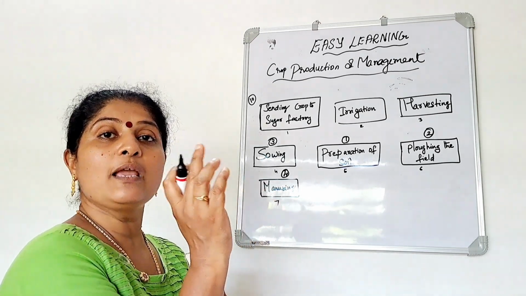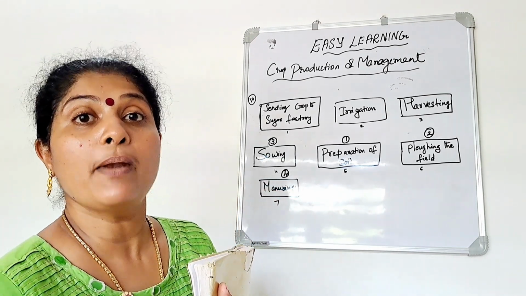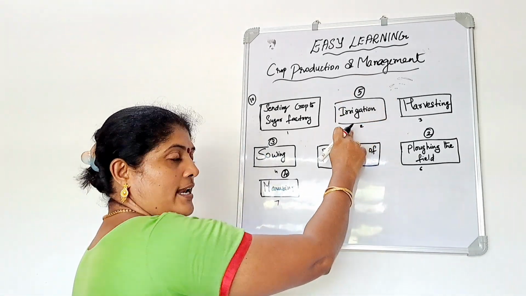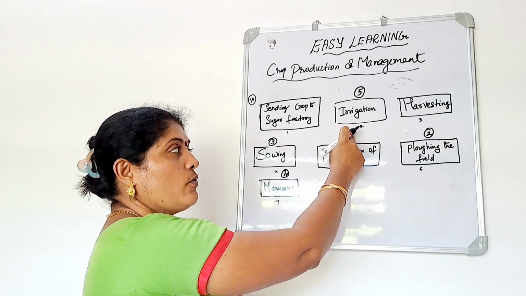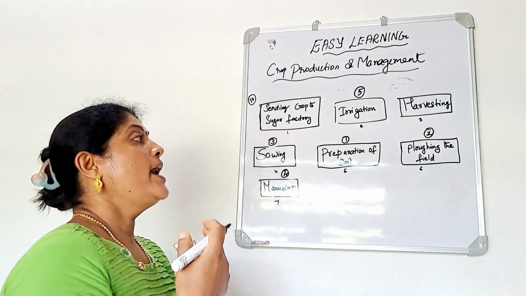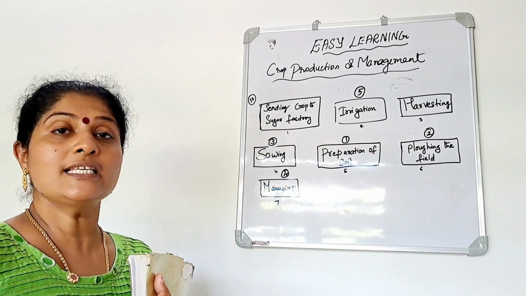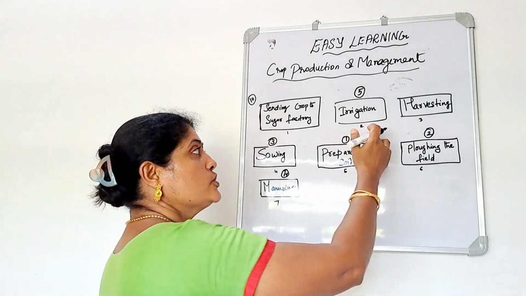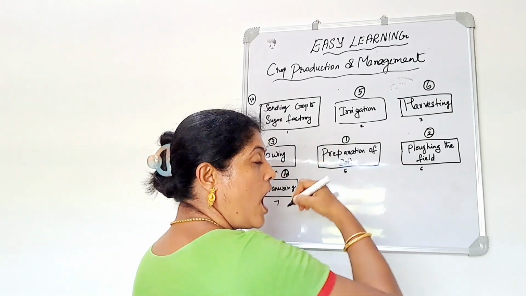After adding manure and fertilizer, we have to supply water to the crop. So the 5th one is irrigation. After irrigation, the next process, after the maturing of the crop, is harvesting. So the sixth one is harvesting.